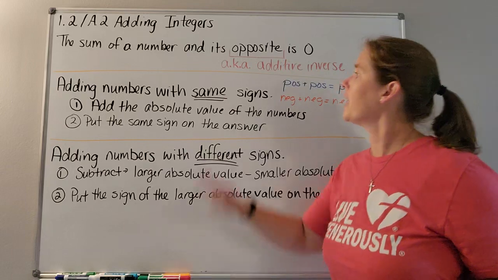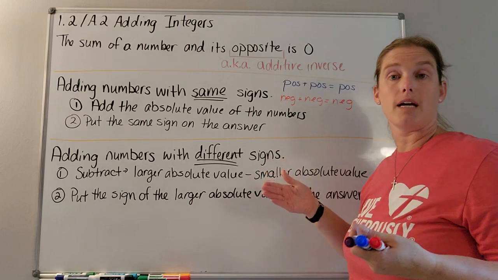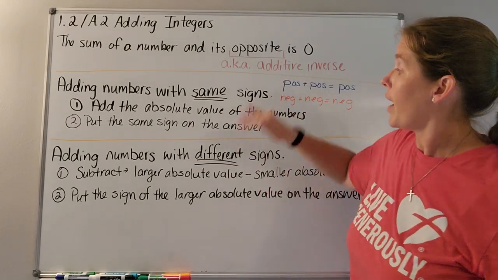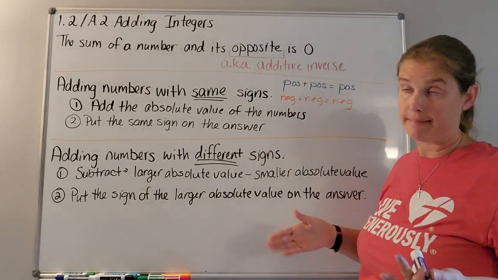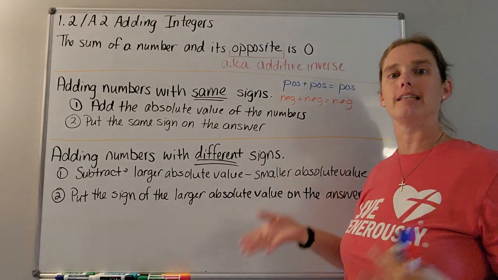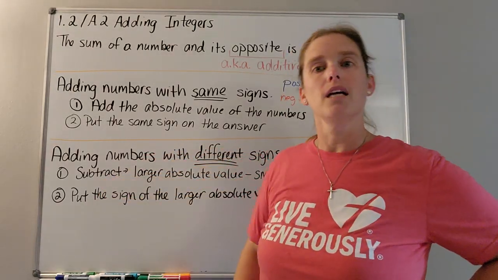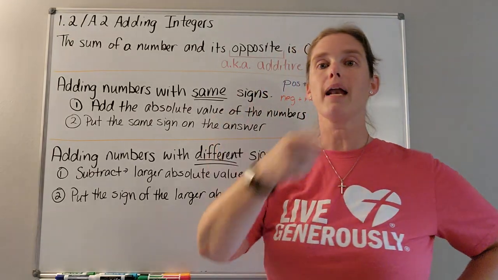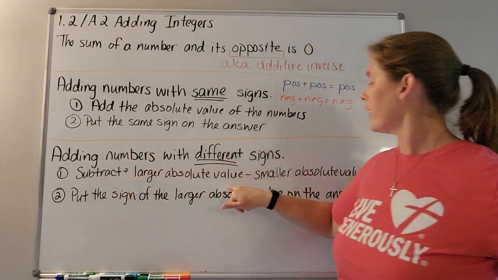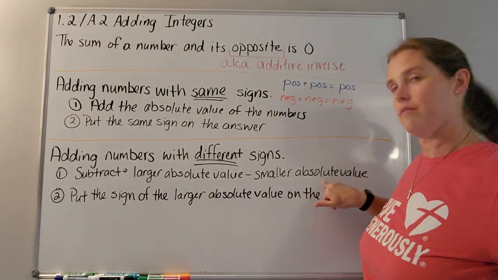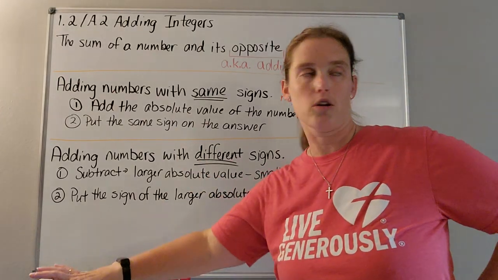Okay? So when adding numbers with the same signs, add up their absolute values, and put that same sign on the answer. Now, when we're adding numbers with different signs, I can't give you this nice little rule like I did up here. Sorry. It just depends on the size of the numbers. So, I know, we've been adding this whole time. Now I'm going to tell you to subtract. You bet I am. So, you're going to subtract the larger absolute value minus the smaller absolute value. Or another way you could think about it is subtract the smaller absolute value from the larger absolute value.